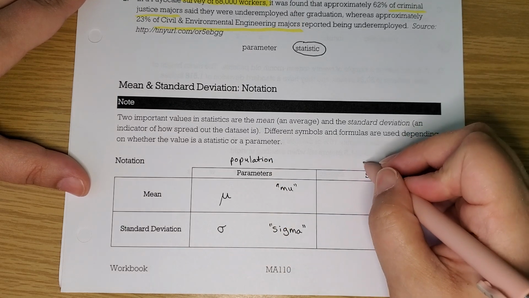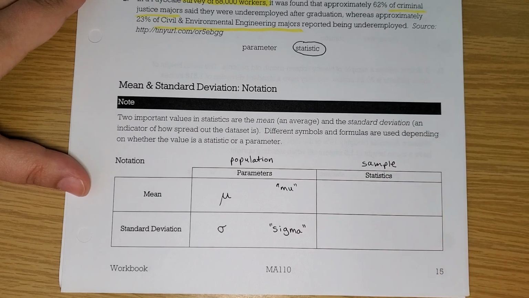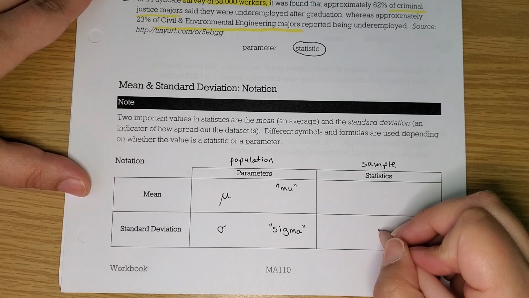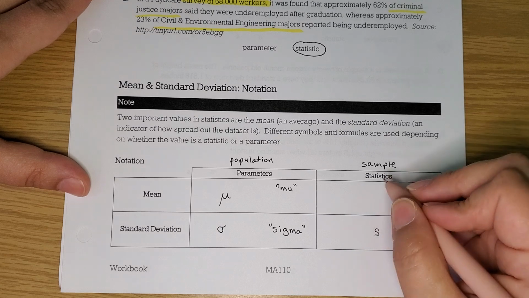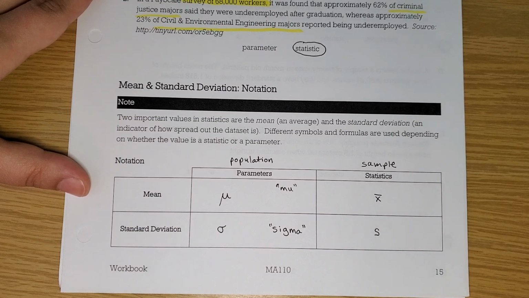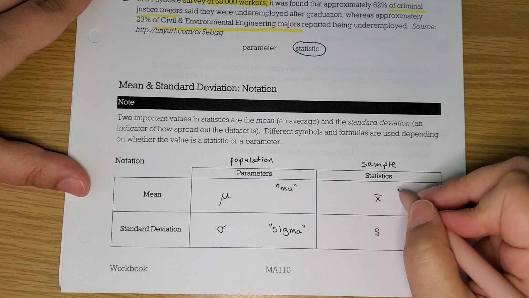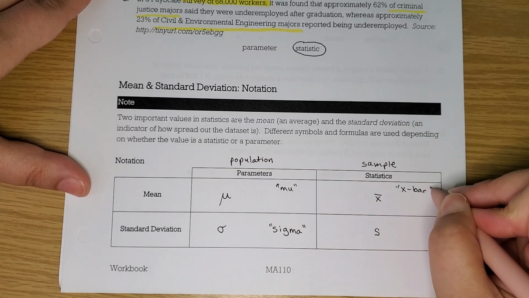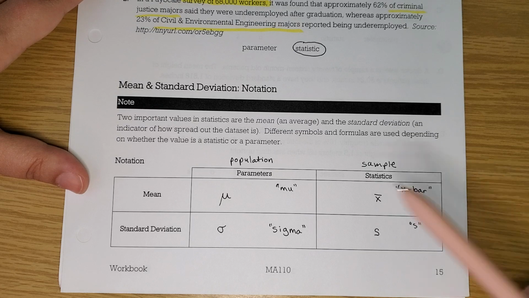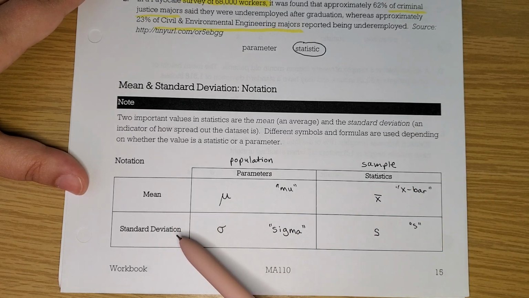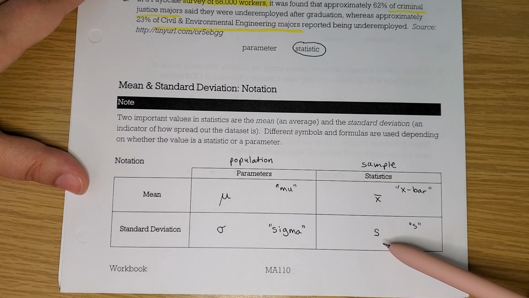When we have sample values, so statistics, we're going to use some more usual looking symbols. For standard deviation, we're going to use an S. And for the mean, we're going to use a place where your former lovers go to have a drink. That's the X bar. An X with a line over it, that's your X bar. And then S is just S. That's the pronunciation guide.